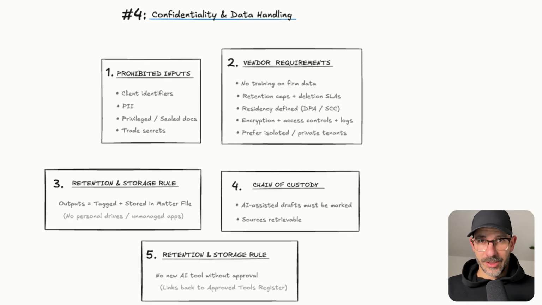Retention and storage. Let's talk about that. Set your retention limits for prompts or inputs and the required metadata. Matter ID, author, date. Store AI drafts in a matter file or a segregated folder, never in personal drives or unmanaged apps. Chain of custody. Mark the drafts that are AI assisted, keep the version history, and ensure source retrieval for any cited facts.